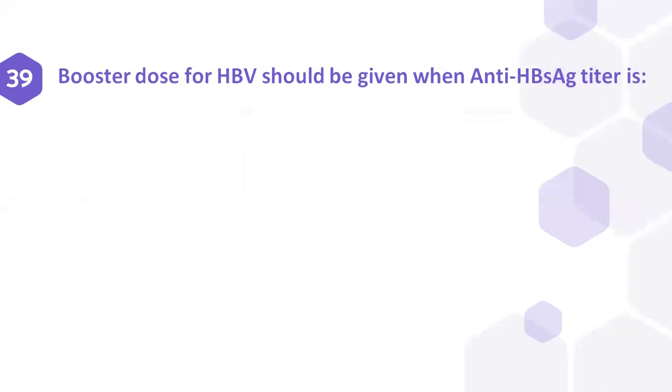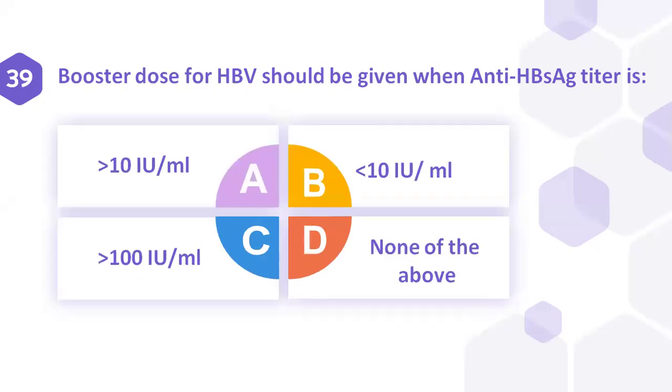Next question, booster dose for HBV, hepatitis B vaccine, should be given when anti-HBs antibody titer is option A, more than 10 IU per ml, international units per ml. Option B, less than 10 international units per ml. Option C, more than 100 international units per ml, and option D, none of the above. Here the right answer is option B. So if anti-HBs titer is less than 10 international units per ml, we should give the booster dose again.